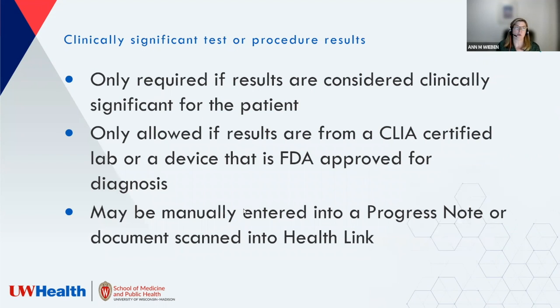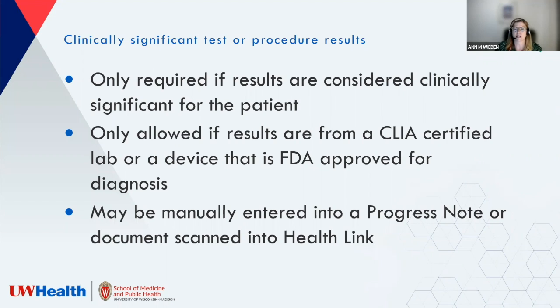So the next piece of required documentation is the clinically significant test or procedure results. This is only required if results are considered clinically significant for that patient. Again, this is likely a judgment call by the provider, the clinical team working with your study, or the PI. This should only be done, though, if the results are from a CLIA certified lab. CLIA is Clinical Laboratory Improvement Amendments, a lab certification, or if the device that the results came from is FDA approved for diagnosis.